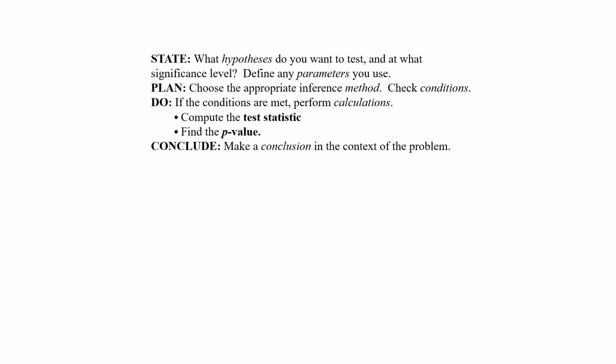The do. If the conditions are met, then you perform the calculations. So you compute the test statistic and find the p-value. Then conclude. Make a conclusion in the context of the problem. And those are the 4 things you should do every single time. Let's take a look at another example.